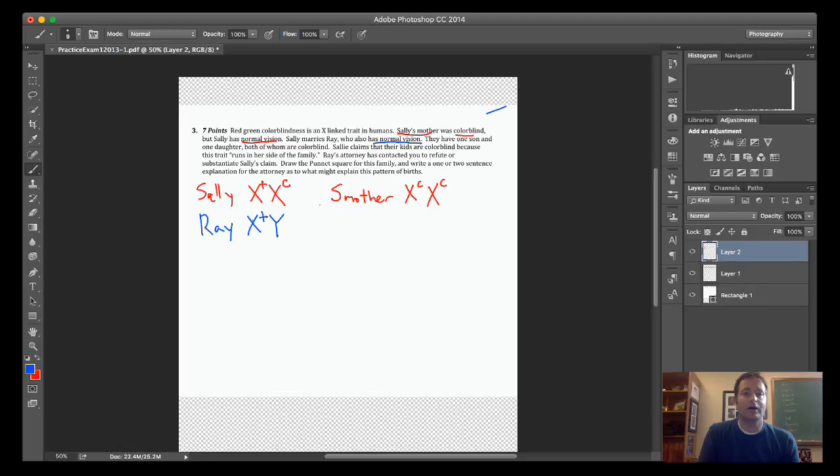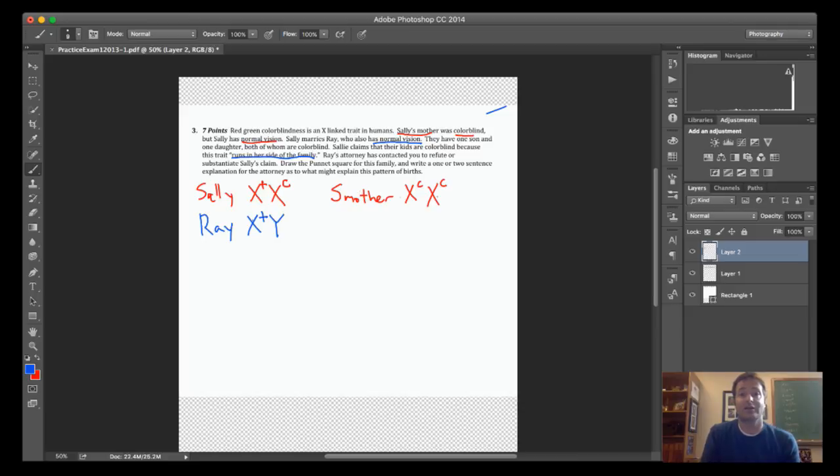So we've got Sally, we've got Ray. Now, what you're going to see with this particular problem, I'm going to ask you to do something mechanical, which is to draw the Punnett square. And then I'm going to ask you to interpret. In particular, I'm going to ask you to interpret for an attorney, and it'll become obvious why an attorney is involved in a second. So, Ray's attorney has contacted you, you being the geneticist, to refute or substantiate Sally's claim that both of their current children, one son and one daughter, who are colorblind, are that way because colorblindness runs in her side of the family. This is the claim that she's making.